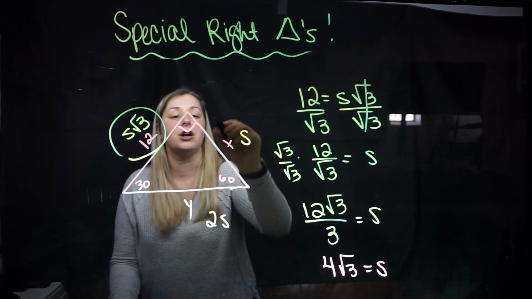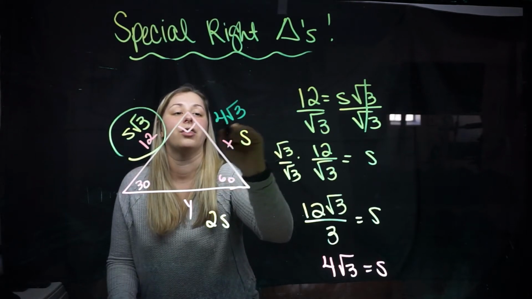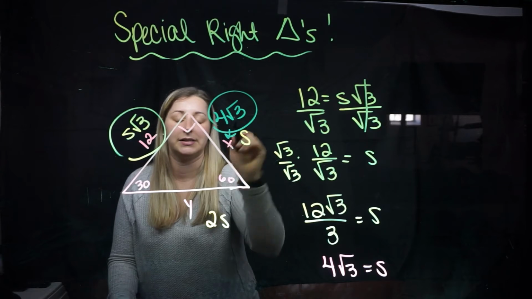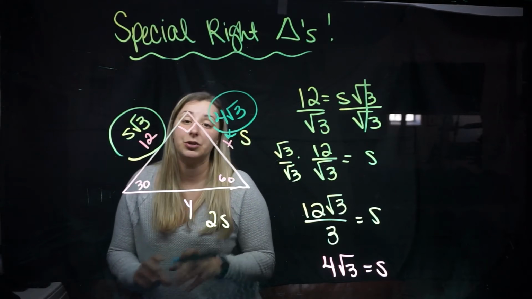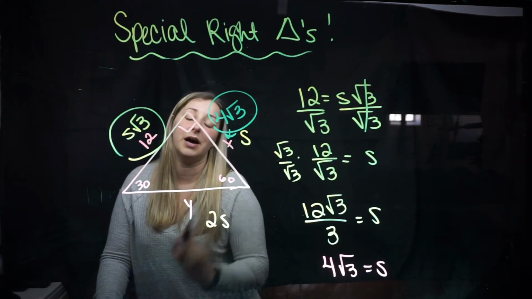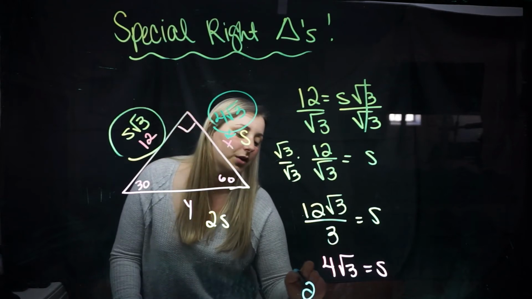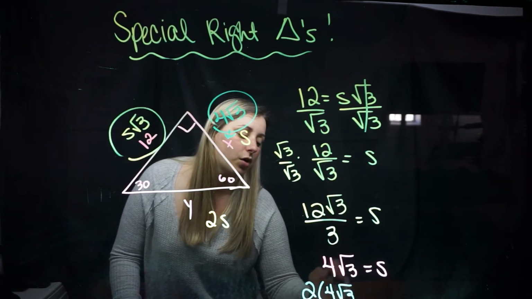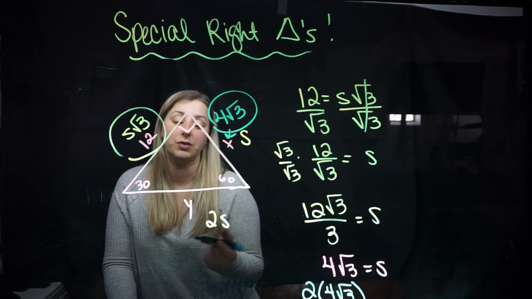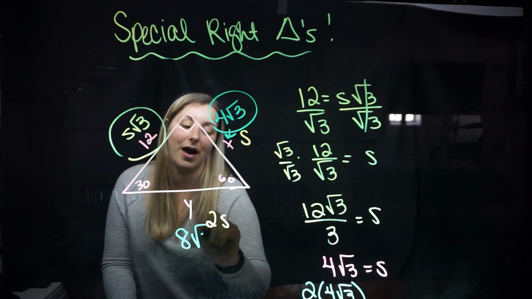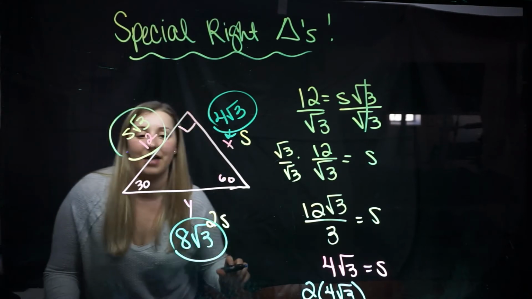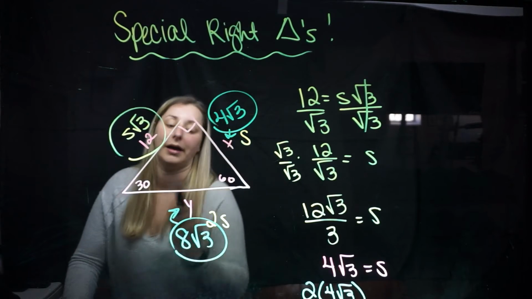So S over here is 4 rad 3. So that's what X is equal to. The last part is you need the hypotenuse, and the hypotenuse, remember, is double, or 2 times S. So we really want 2 times 4 rad 3, and outside times outside, 2 times 4 is 8. So 8 rad 3 would be the length of that hypotenuse there, and that's what Y is equivalent to.